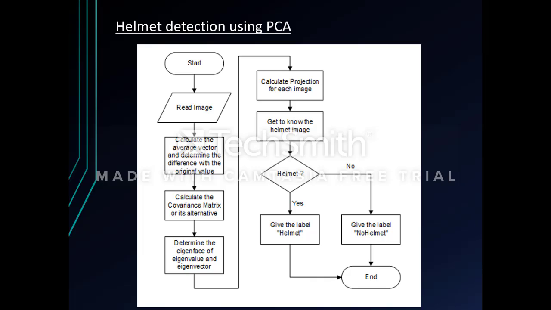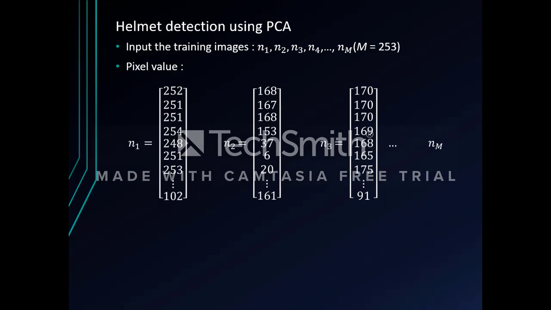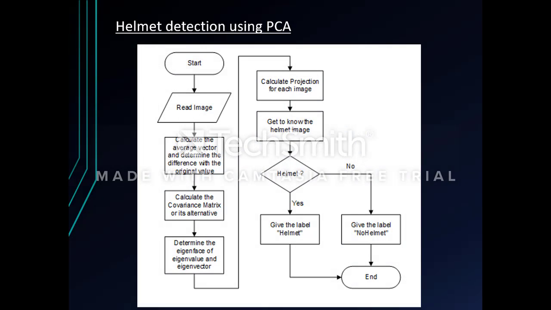So the image is used to find whether there is a helmet or not. The first step is to calculate the average vector and determine the difference with the original value, and then calculate the covariance matrix or its alternative, and then determine the eigenvalue and eigenvector, then calculate the projection for each image to know whether it is a helmet image, yes or no. This is the first part of the PCA.